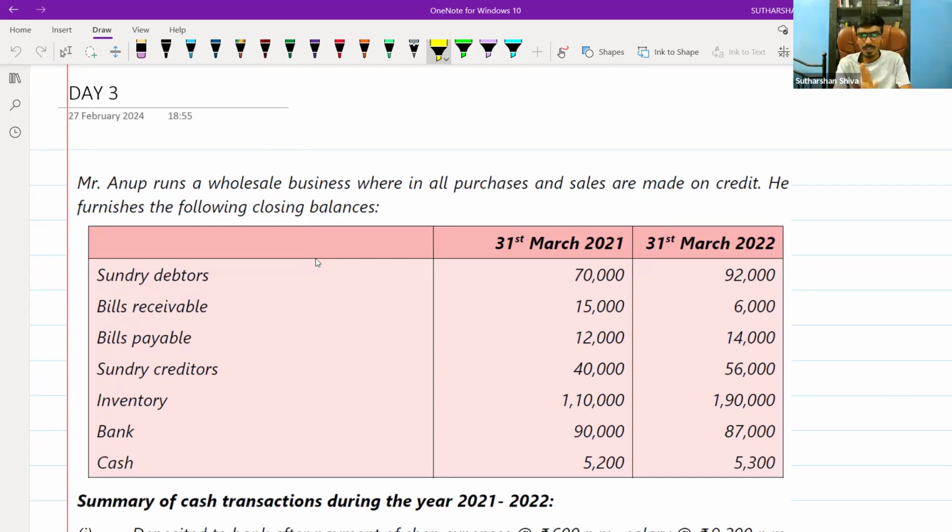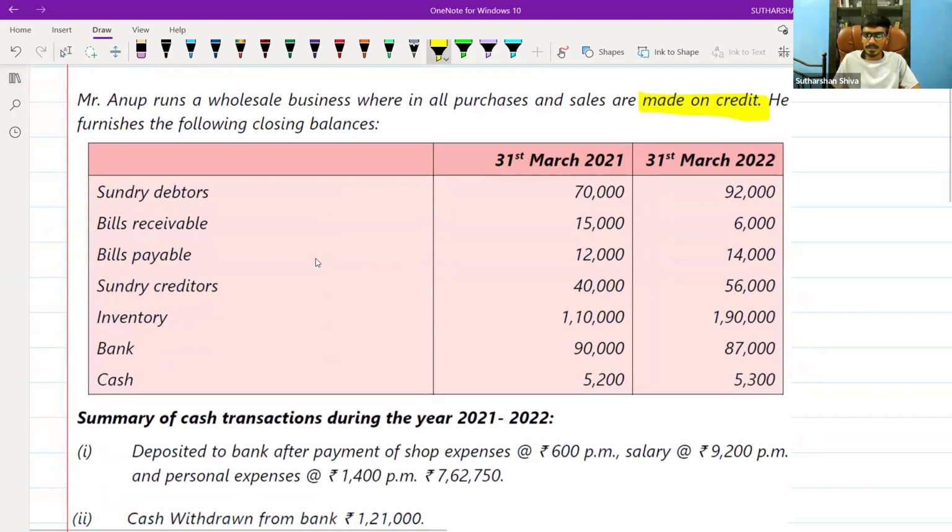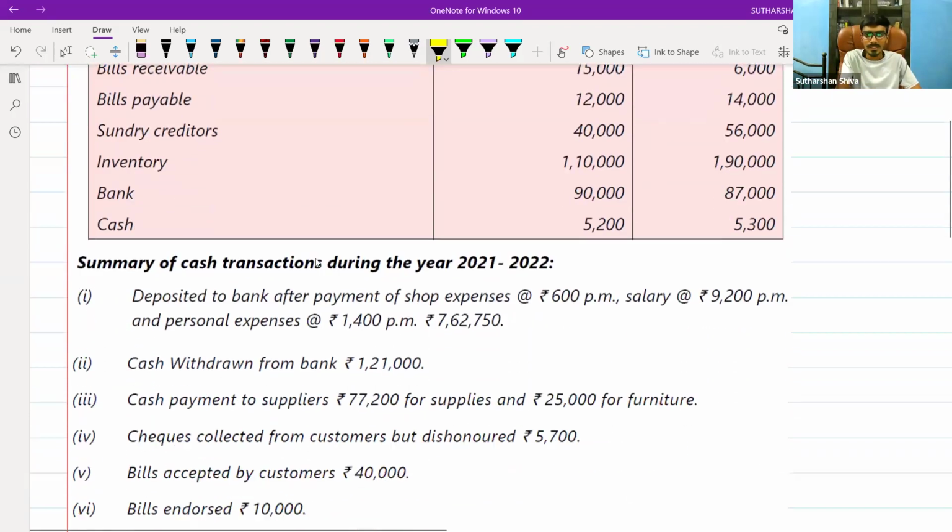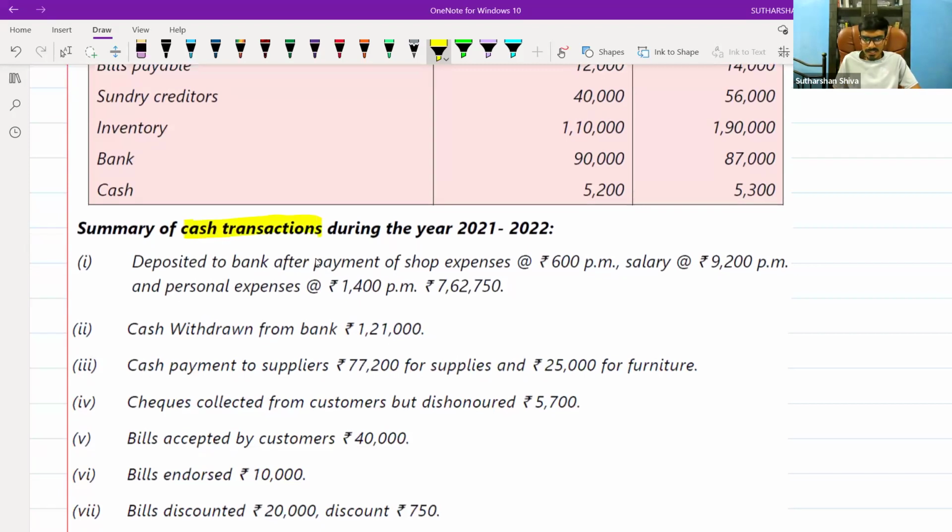Mr. Anup runs a wholesale business wherein all purchases and sales were made on credit. The following are the closing balances. This is the opening balance, 2021 is the opening balance, and 2022 is your closing balance. Then a summary of cash transactions is given. From this, I assume that I need to prepare an opening balance sheet, and then every balance I need to post in the closing balance sheet. Cash transactions are given, so I need to prepare a cash book.